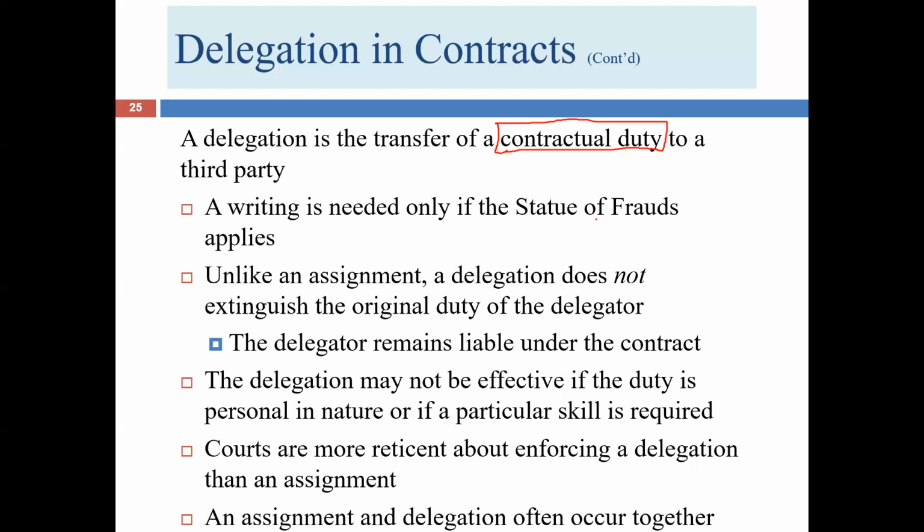I have a typo here, I apologize. It should be statute of frauds. Don't know what I was thinking there. So again, focus on the substance to decide whether statute of frauds applies or not.